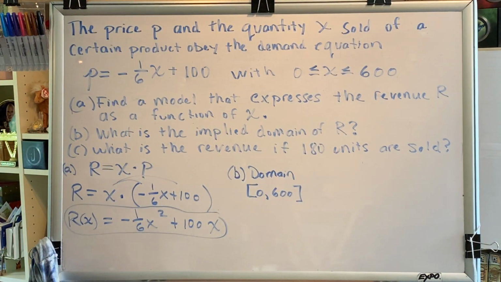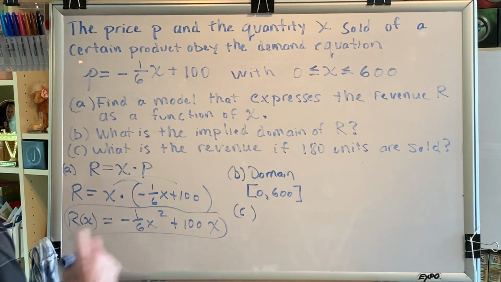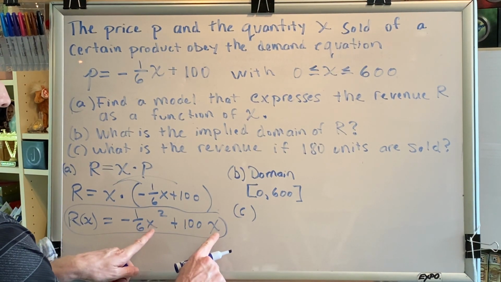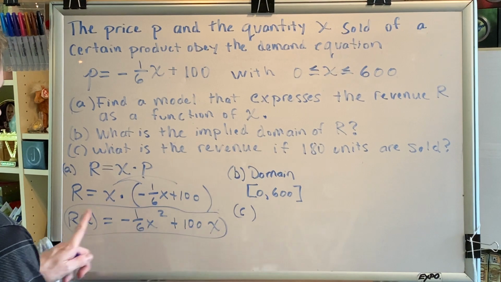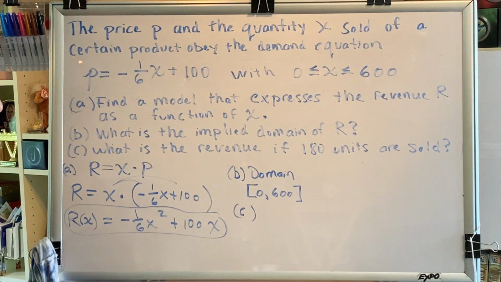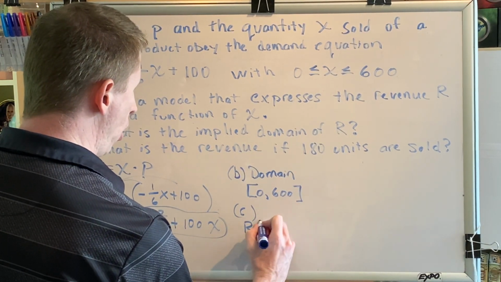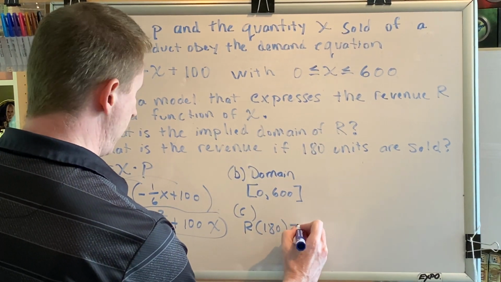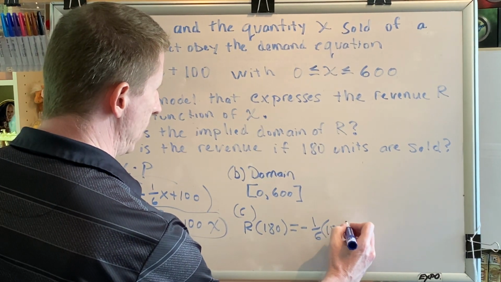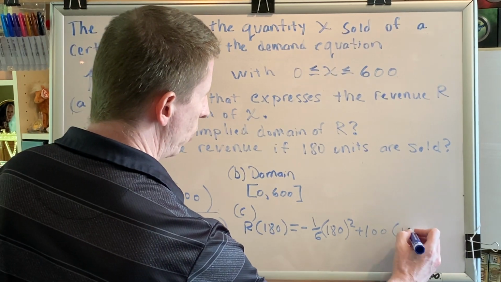Part C, what is the revenue if 180 units are sold? Well, the nice thing about having an equation, a function like this, is it tells you the relationship between one variable and another. In this case, X, the units sold, and R, the revenue. So if we want to know the revenue when 180 units are sold, we just have to replace each X with the number 180. So we get R of 180 is equal to negative 1/6 times 180 squared plus 100 times 180.